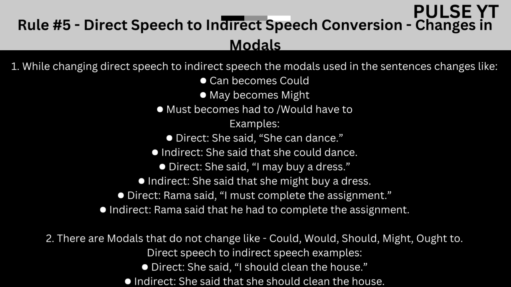2. There are modals that do not change, like could, would, should, might, or ought to. Direct speech to indirect speech examples. Direct: She said, I should clean the house. Indirect: She said that she should clean the house.